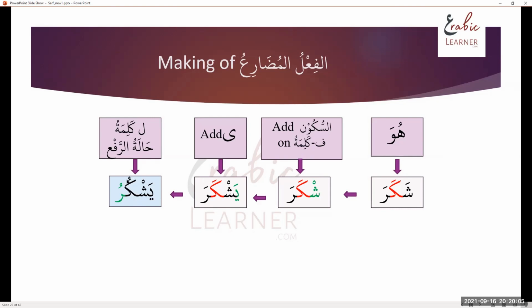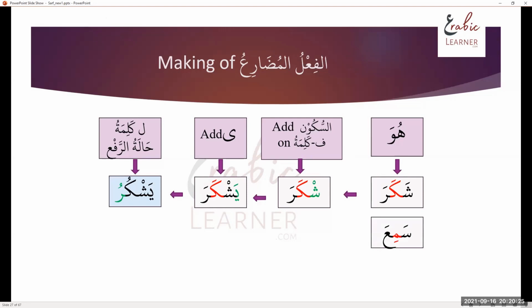So ain kalima took dhamma. But why did it take dhamma? You don't know the reason now. You will know the reason very soon. Okay. Now let's take another example. Okay. Is it clear, brothers and sisters? If you have any question, please type in the chat window. Okay. Let's take another example.